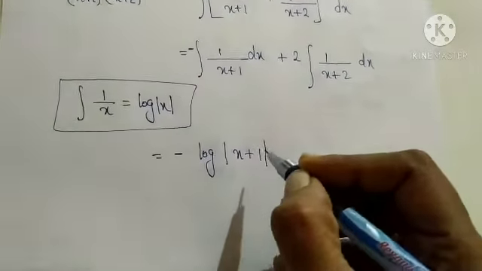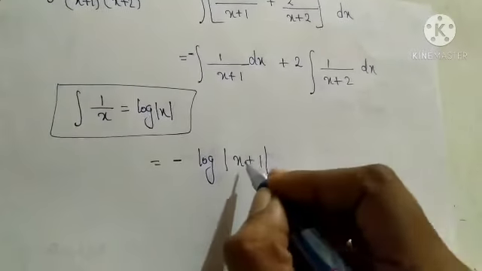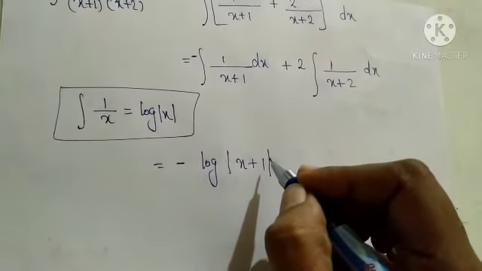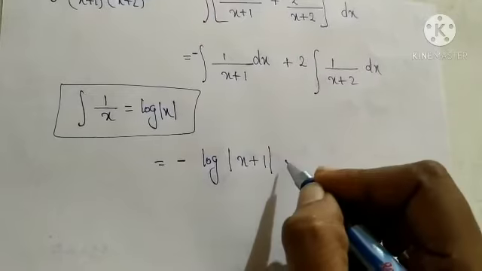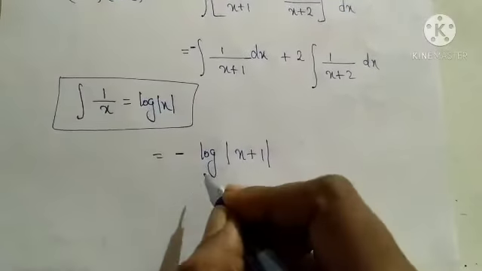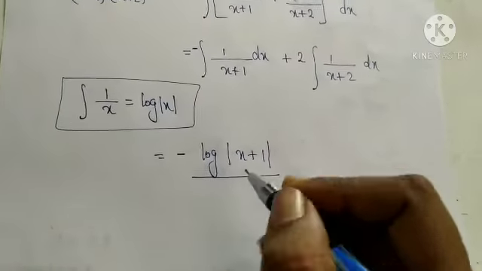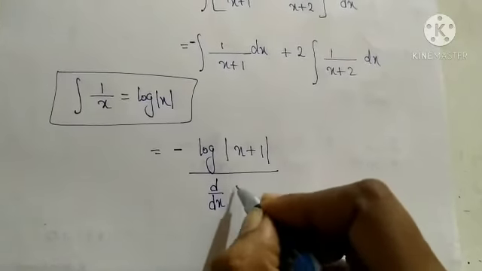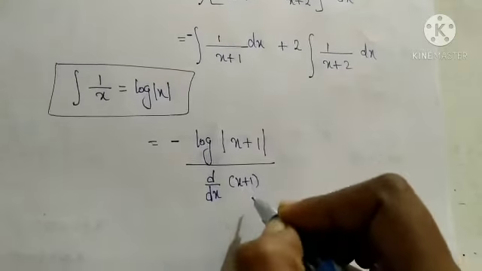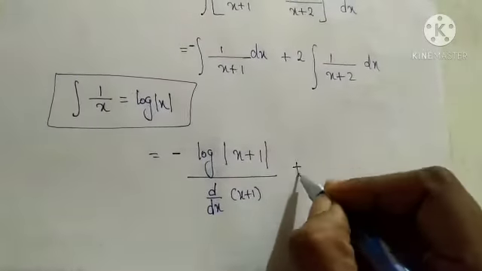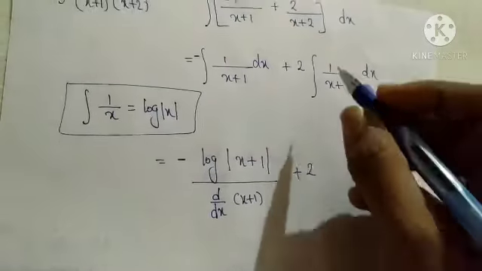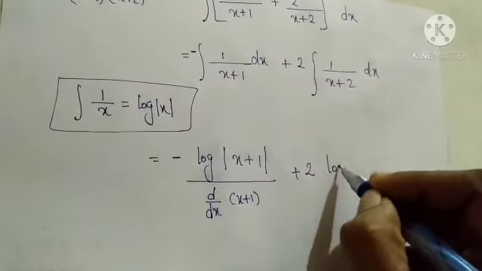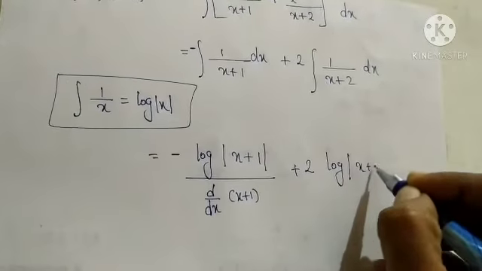Okay, and also we need to find out this x plus 1 is another function. So by using chain rule, we need to find out the derivative of x plus 1 and write it in the denominator of the function, that is d by dx of x plus 1, plus 2 into again the integral of 1 divided by x plus 2 dx becomes log mod x plus 2.